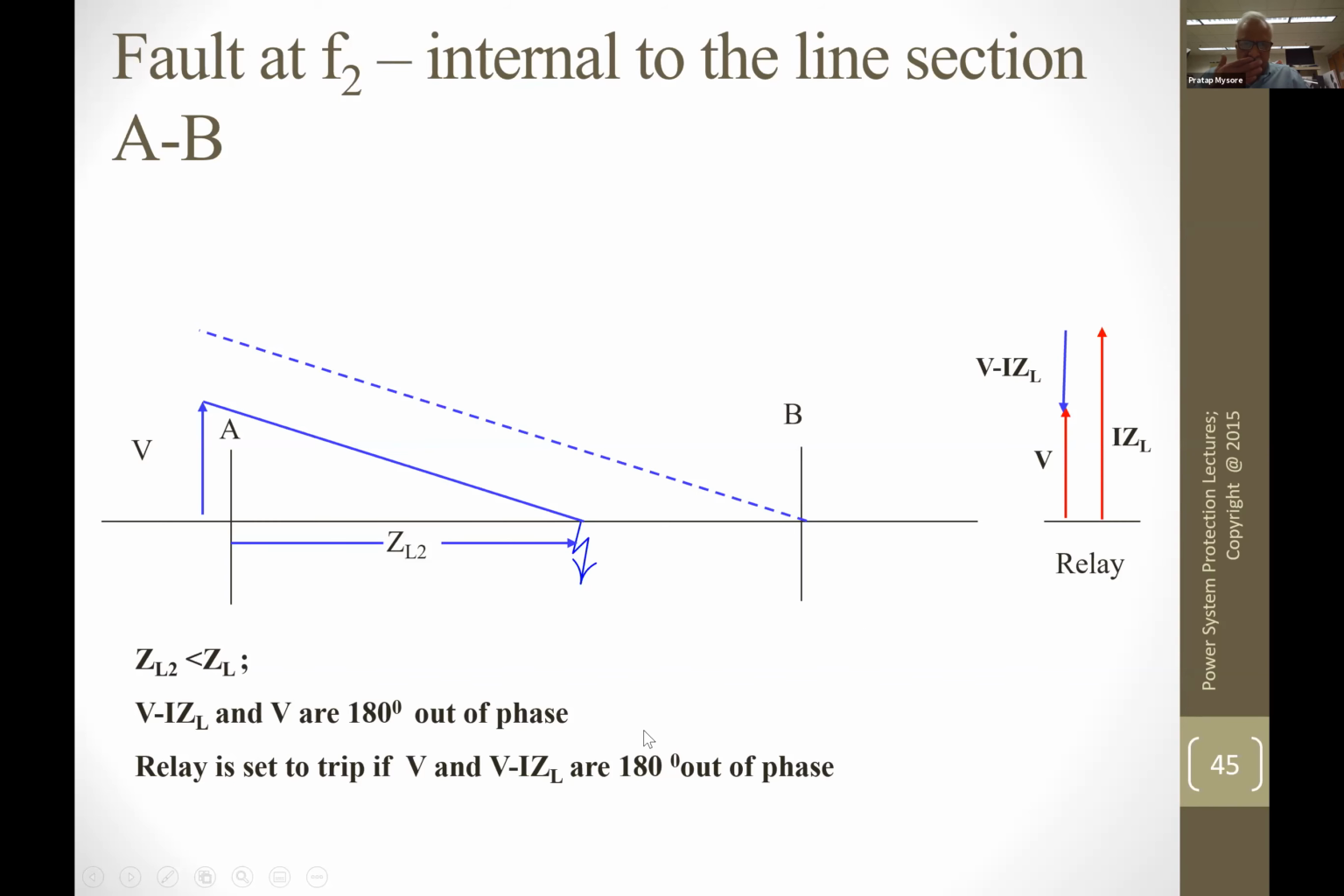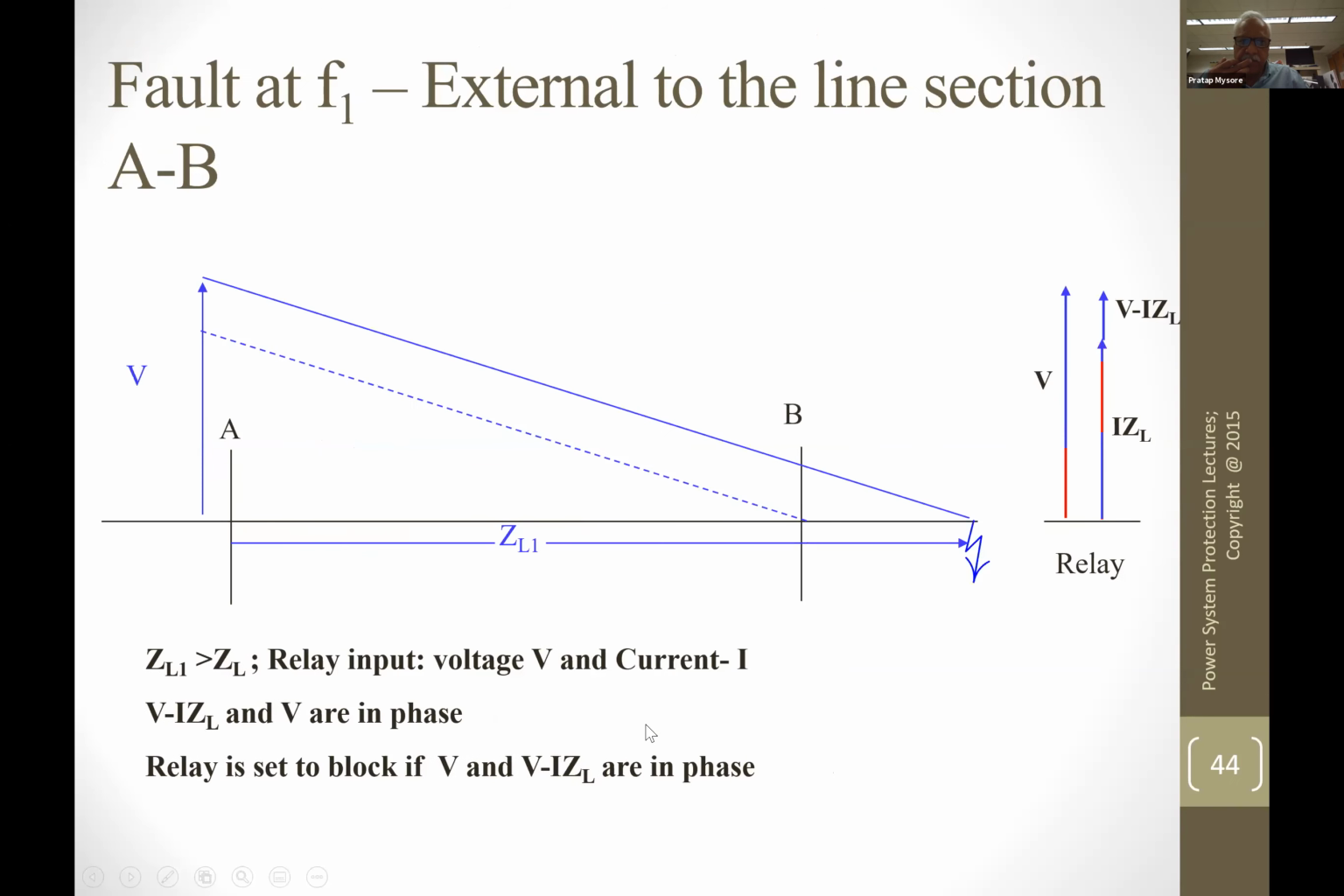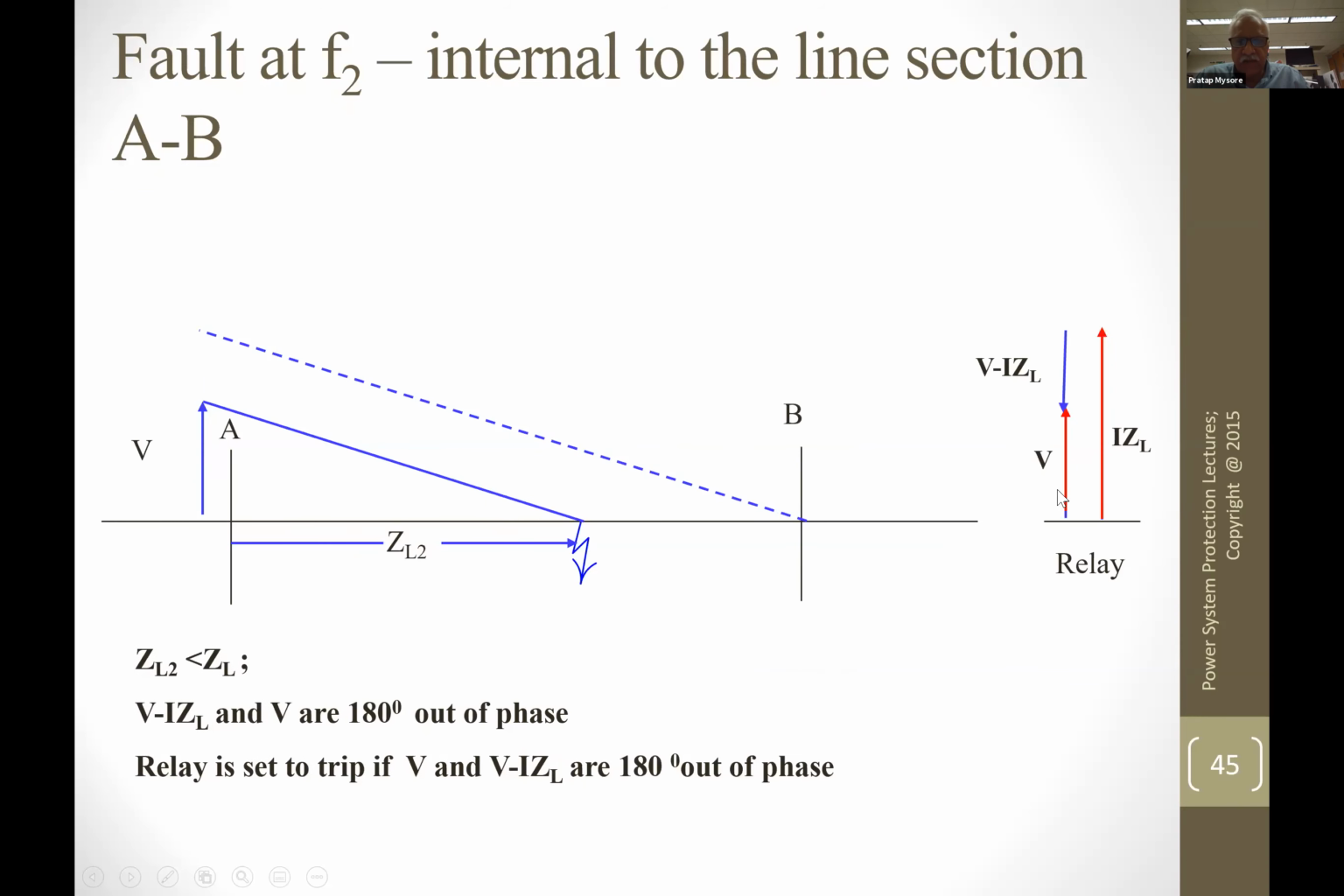In the previous case, V minus IZL and V were in phase, so we blocked the relay from tripping. And in the next case, V minus IZL and V are 180 degrees out of phase. We allow the relay to trip.